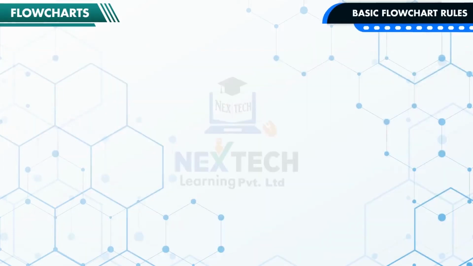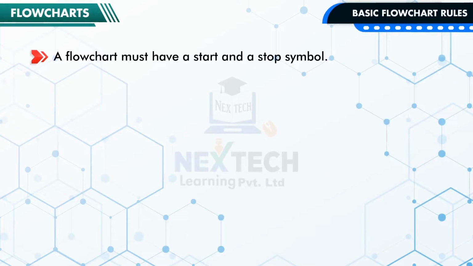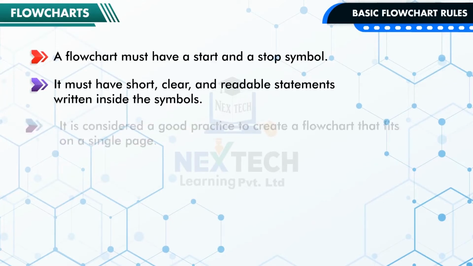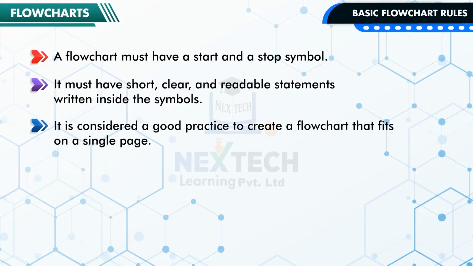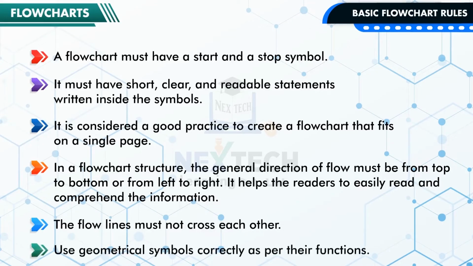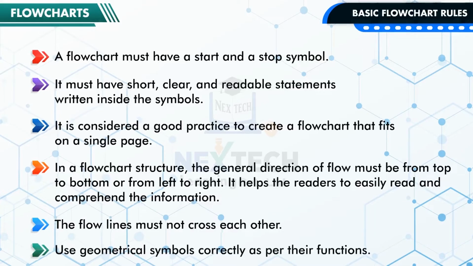Basic flowchart rules. A flowchart must have a start and a stop symbol. It must have short, clear, and readable statements written inside the symbols. It is considered good practice to create a flowchart that fits on a page. In a flowchart structure, the general direction of flow must be from top to bottom or from left to right. It helps the readers to easily read and comprehend the information. The flow lines must not cross each other. Use geometrical symbols correctly as per their functions.